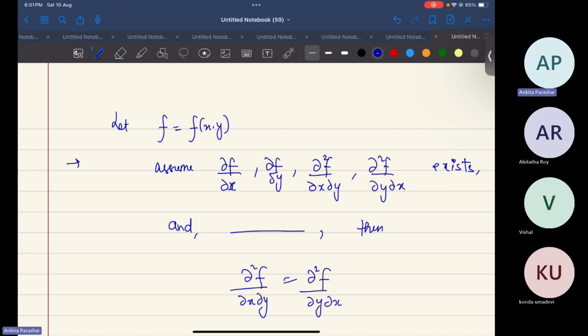Can you guess the property? What is that? Not just that they exist, but they should have a property in order to have this. This is nothing but continuity. They should not just exist, but they should be continuous. Then only this will happen.